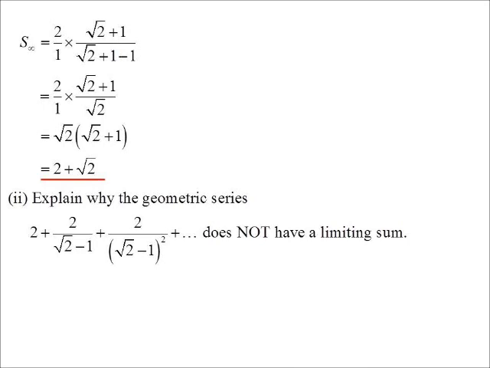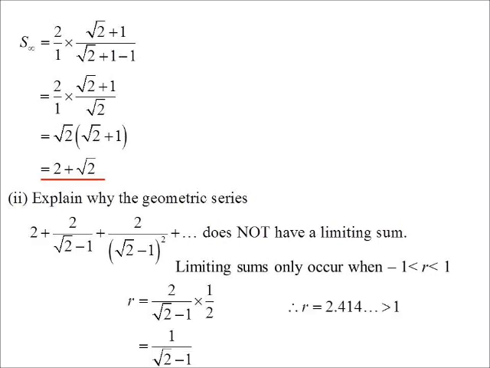Explain why this particular one does not have a limiting sum. Well, that's where they're looking for the idea about the ratio being in between minus 1 and 1. And so the ratio is 1 on the square root of 2 minus 1, which is bigger than 1. Bigger than 1, so no good.